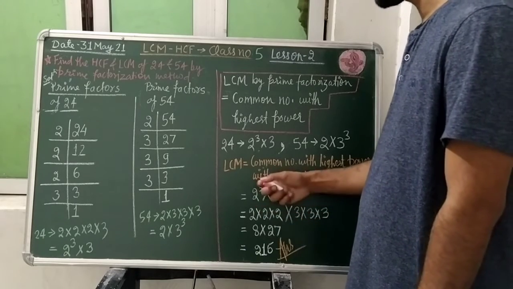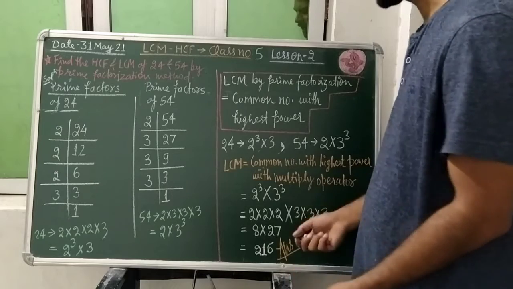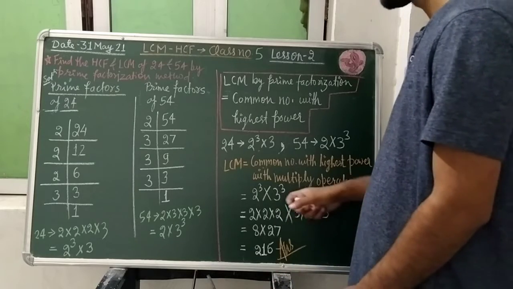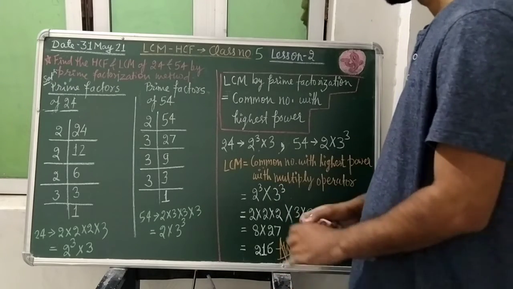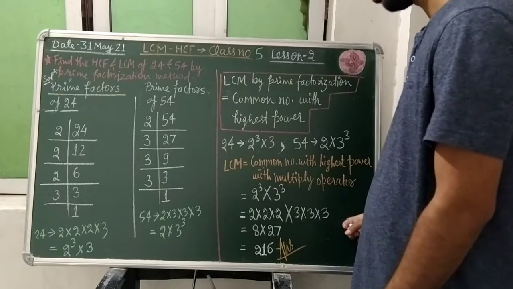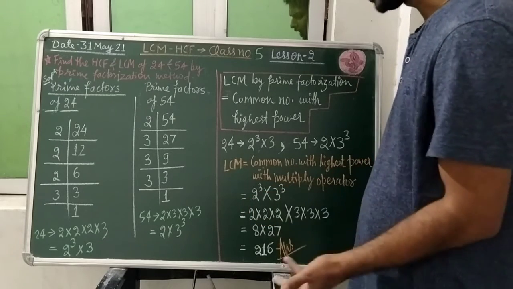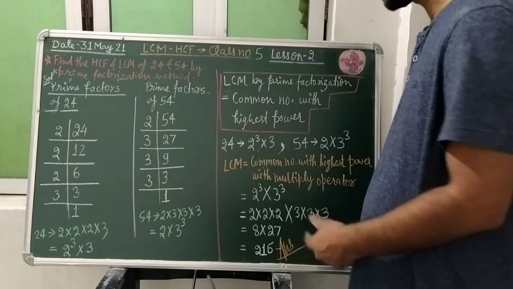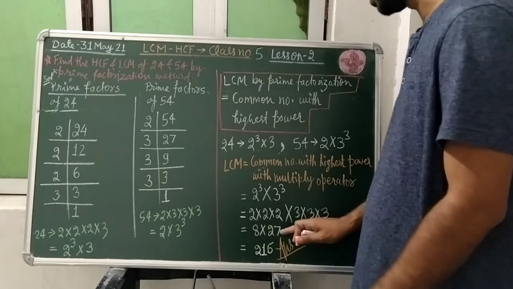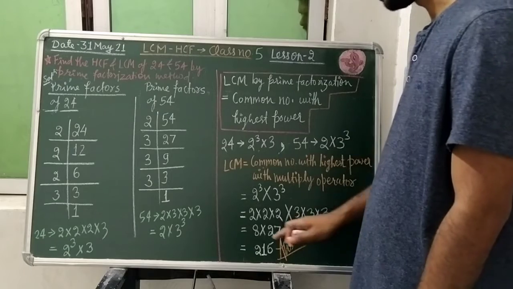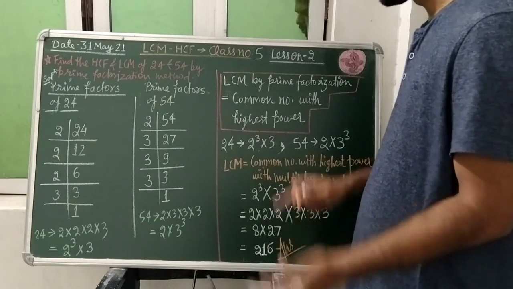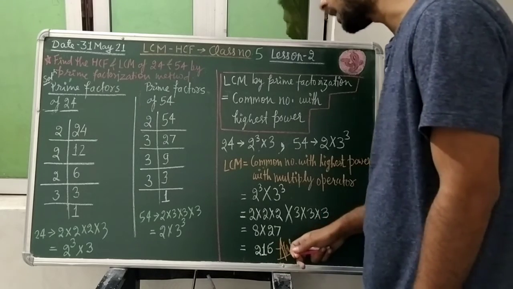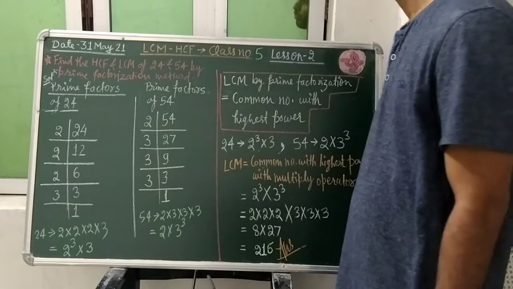Thereafter, what is the meaning of 2 to the power 3, friends? 2 is present 3 times with the multiply operator, so we have resolved that here. What is the meaning of 3 to the power 3, friends? 3 is present 3 times with the multiply operator. So when you multiply 2 three times, 2 2s are 4, 4 2s are 8. And when you multiply 3 three times, 3 3s are 9, 9 3s are 27. And when you multiply 8 with 27, you will look at what you get: 216. So this 216 will be the LCM of 24 and 54, students.